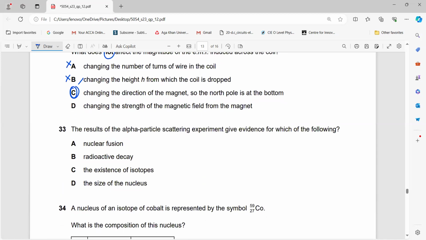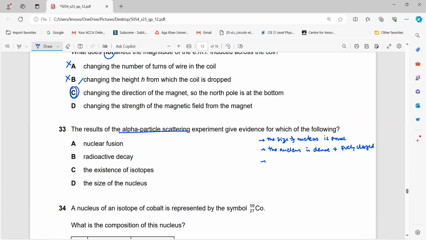33. The results of an alpha scattering experiment gave evidence for which of the following. Now, from the alpha particle scattering experiment, we found out that the size of the nucleus is very small compared to the size of the atom. The nucleus is dense and small. The nucleus is dense. The nucleus is positively charged. Is dense and positively charged.